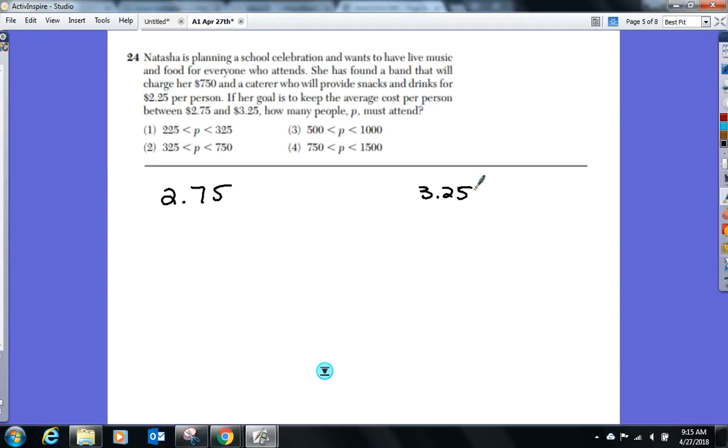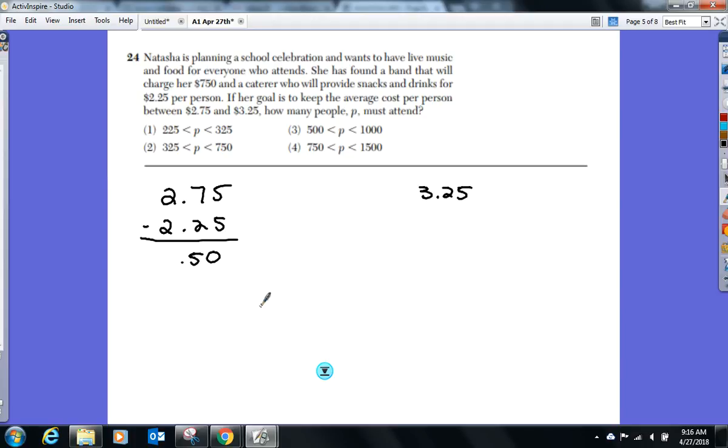If she goes with $2.75 a person on average, how much does it cost for the food per person? Or the snacks and drinks per person? $2.25. So if she spends $2.75 and it's $2.25 a person, how much is she going to have left over for every person? 50 cents, and she's still got to worry about what? What haven't we talked about yet? The band, which is how much? $750, and she's got 50 cents a person.